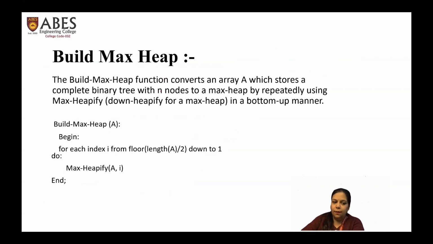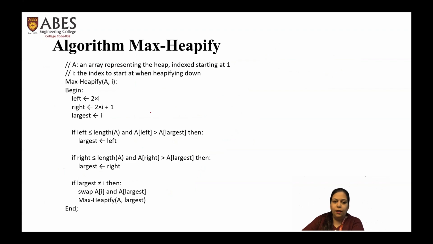This is build max heap, in which we repeatedly call the max heapify function from length A by 2 down to 1. And this is max heapify, in which we take largest at I, then calculate left and right, and compare it with the child nodes. Then we swap: if we get any larger value in the children, we swap it. And we repeatedly call the max heapify function.